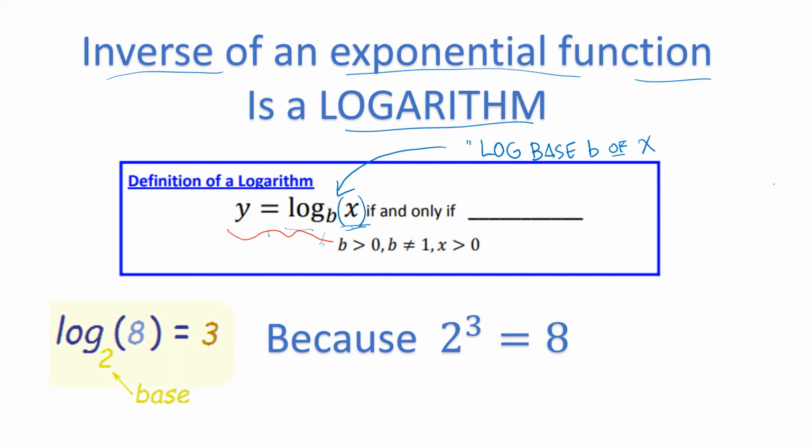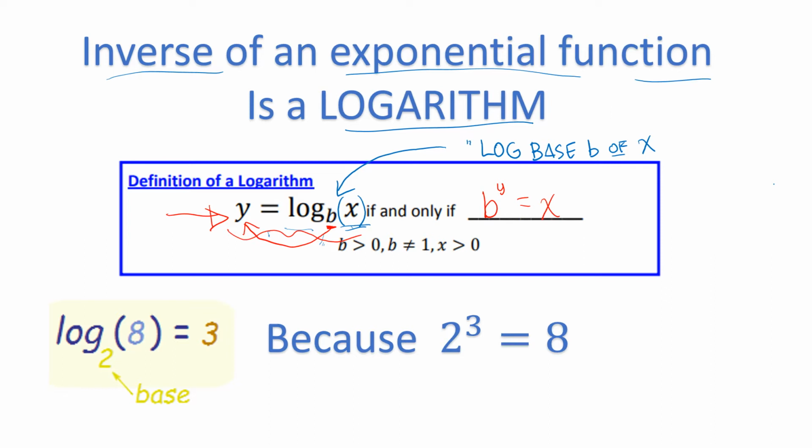So if and only if, here's what this means. Some people like to think about it as a circle of life type thing. B, the base, raised to the y, the exponent, is equal to x. This is literally the definition of a logarithm right here. So get that down, and then we'll talk about what it means.